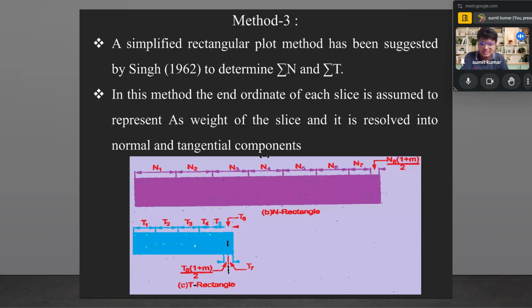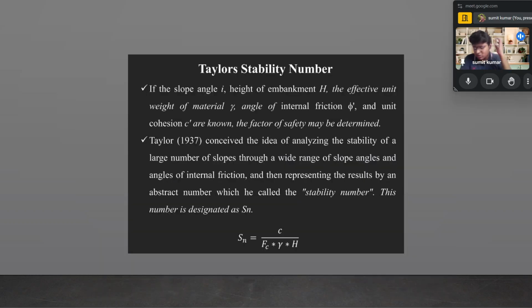Now we see method 3. This is also the simplified rectangular plot method, which has been suggested by Singh in 1962 to determine the summation of n and the summation of t. In this method, the end ordinate of each of the slices is assumed to represent the weight of the slice, and it is resolved into the normal and the tangential components. Then we are able to perform our analysis.